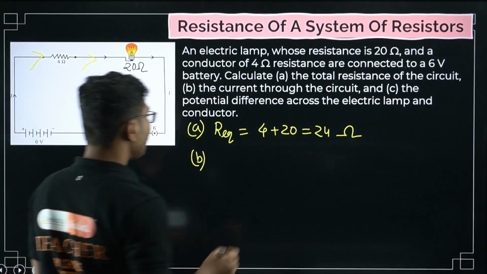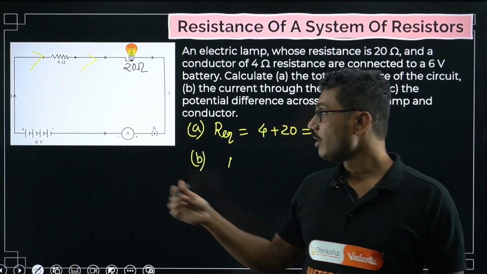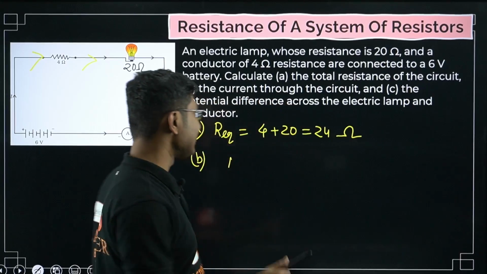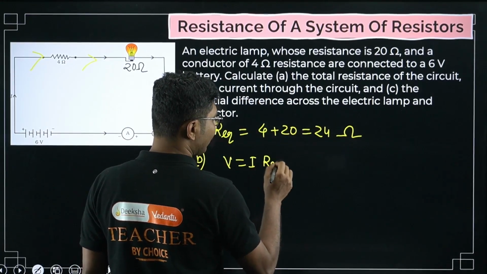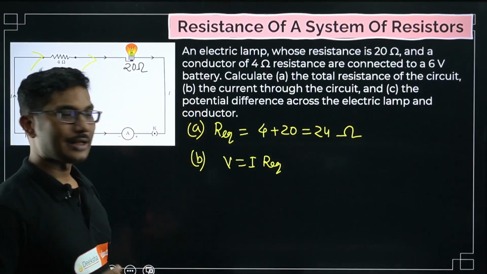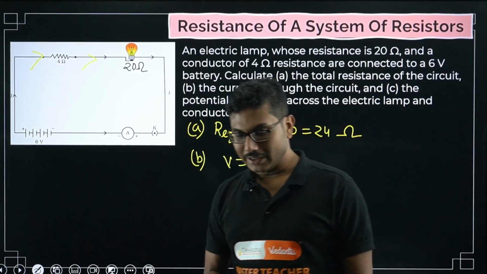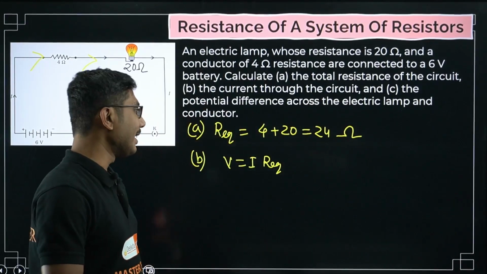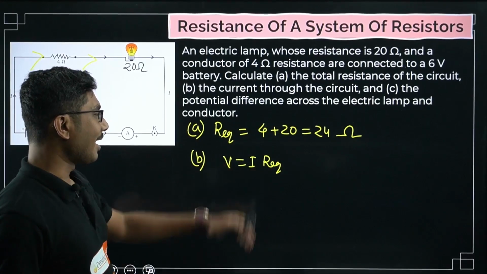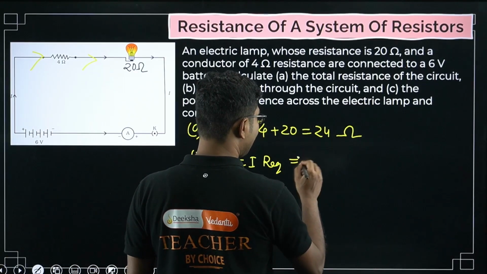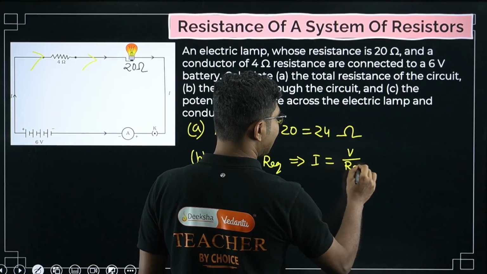What is the current? To calculate current, we will use the equivalent circuit theory now. Voltage is given, equivalent resistance is calculated. So V is equal to I R eq. That's why we are interested to calculate equivalent resistance. You cannot do it without knowing the equivalent resistance. That will be very long, very hard. But if you know the equivalent resistance, you can simply calculate it by applying this formula. So from here you can calculate I is equal to V by R eq.